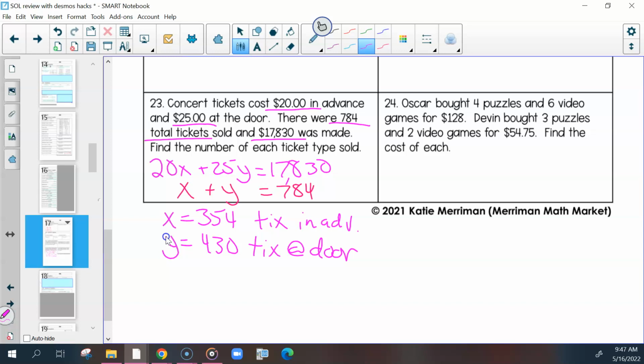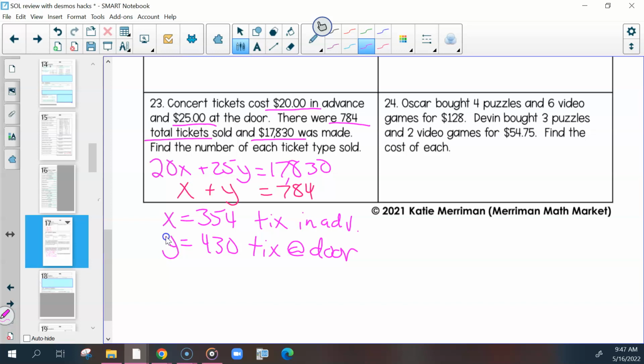Does money always have to go together? Yeah, so money always goes together. If it said number of tickets, and then 784, those three things would go together. Whatever looks the same would go together.